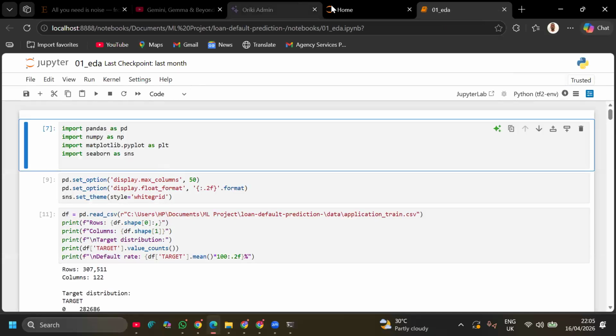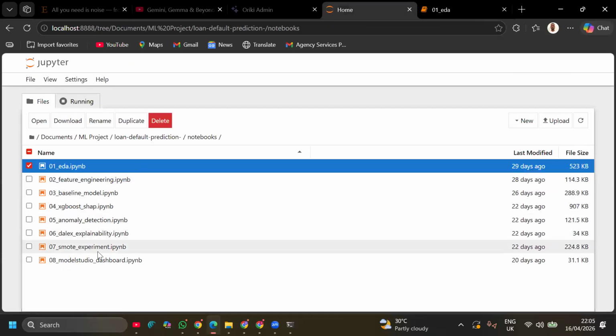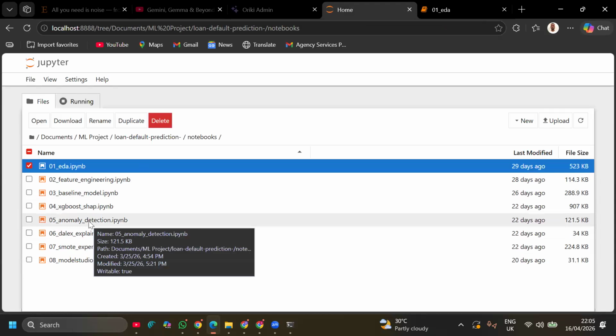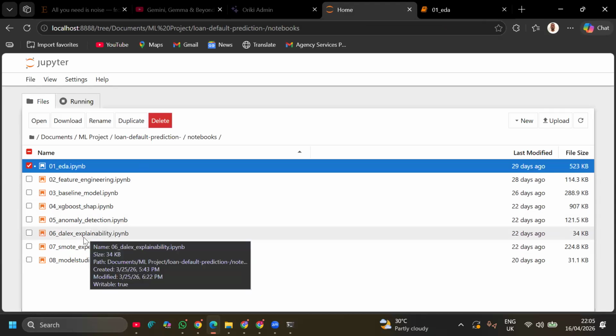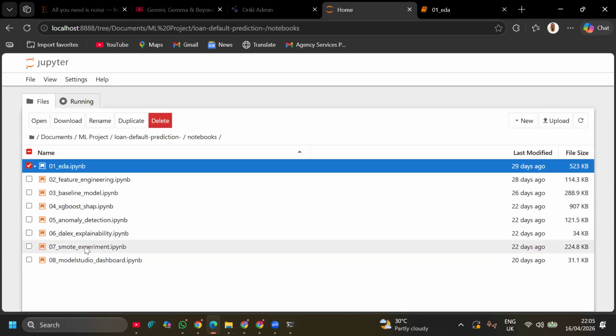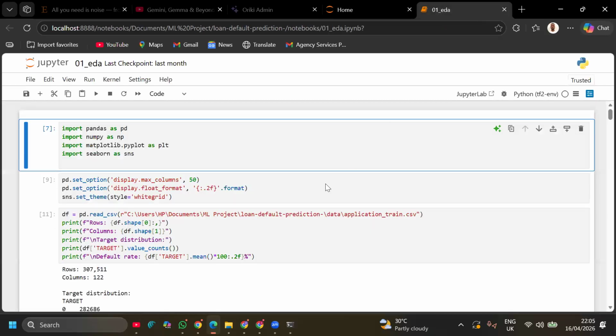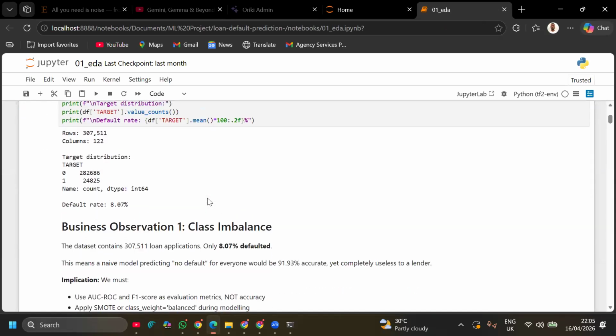In this notebook, I have about 8 notebooks. I have the feature engineering, the baseline model, the XGBoost with SHAP, the anomaly detection, the explanatory, the SMOTE experiment, and the model studio dashboard. So quickly, let me talk about the EDA. This EDA is just to explore what we have in the Home Credit data set.